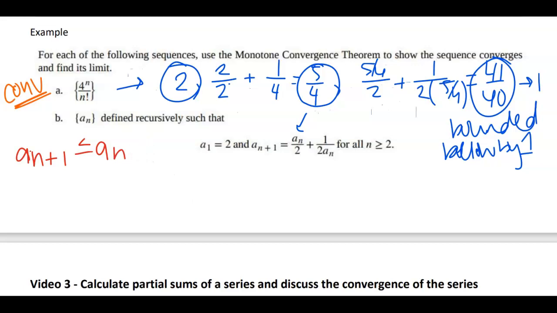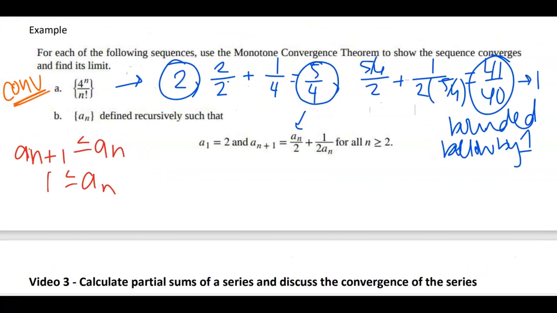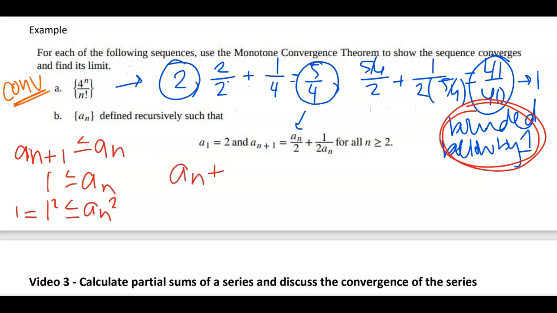So it's going to feel a little bit like some magic, but here's something that I know. I know that my a sub n terms are always greater than or equal to 1, right? I figured that out over here. Well, then it must be true that if I square both sides, a sub n squared is greater than or equal to 1 as well. If you're wondering where I'm going with this, just stick with me, okay? If I add a sub n squared to both sides, then I get that a sub n squared plus 1 is less than or equal to 2 a sub n squared.